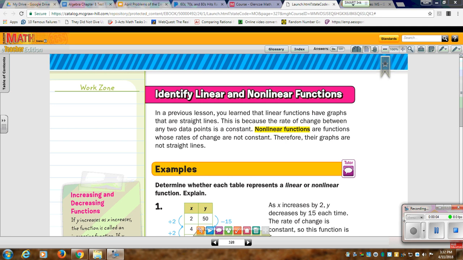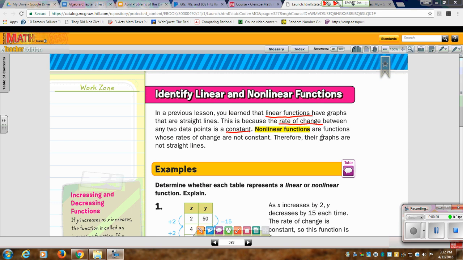We are getting ready to do 4.7, which is identifying linear and nonlinear functions. So we've already talked about linear functions, and they have graphs that are straight lines. They have a constant rate of change. So linear functions have a constant rate of change. So that's what we know right here. It says linear functions, and their rate of change is constant.